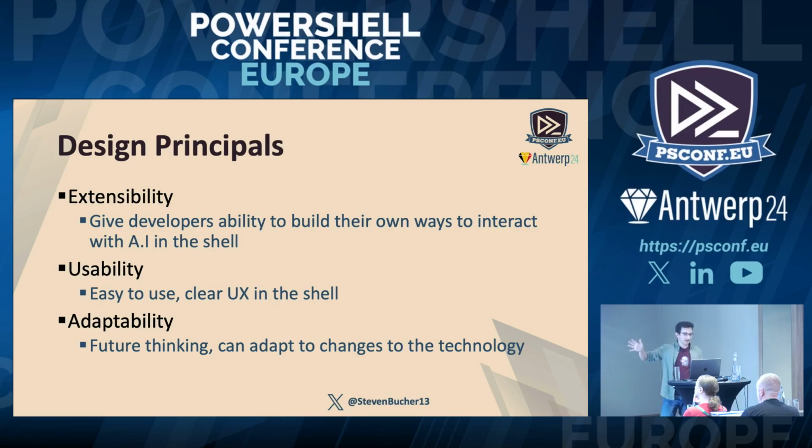Cool. Briefly about design principles. There's 3 main things that we've been thinking about with this tool: extensibility, usability, and adaptability. Like I said, extensibility. This is something that we love about PowerShell: we want to give the developers the ability to build their own things. And so we want to give users the ability to build their own agents and ways to interact with this shell. Usability. We want to create a clear, consistent UX in the shell. And that's tricky because the CLI is a fairly restrictive design area, but we think we figured out something that works pretty well, but with these agents, you can also change it up yourself, however you like.